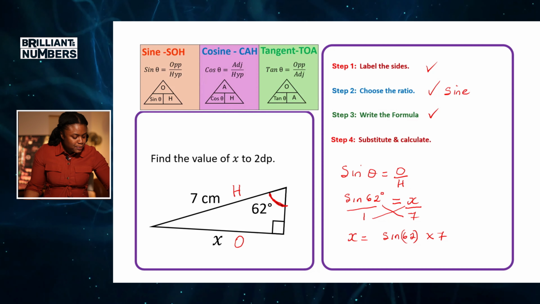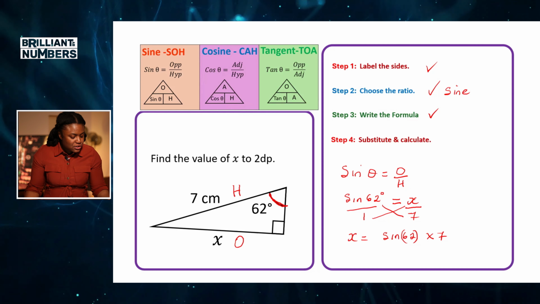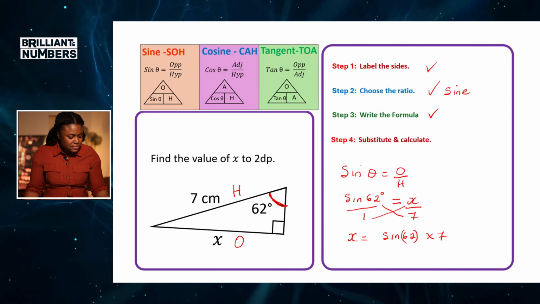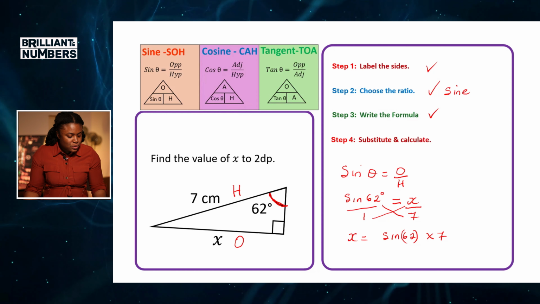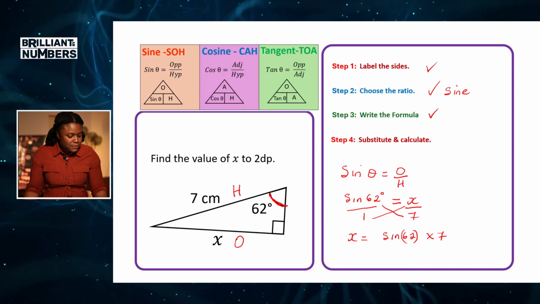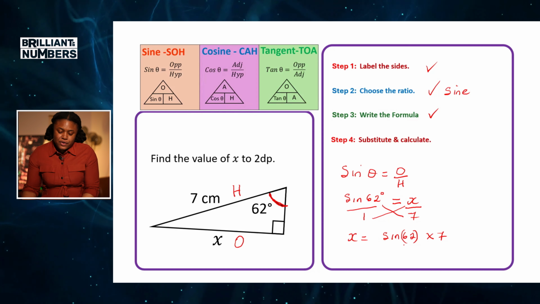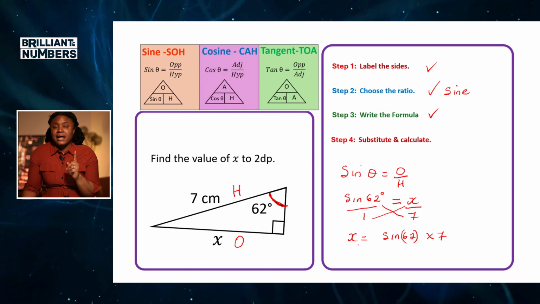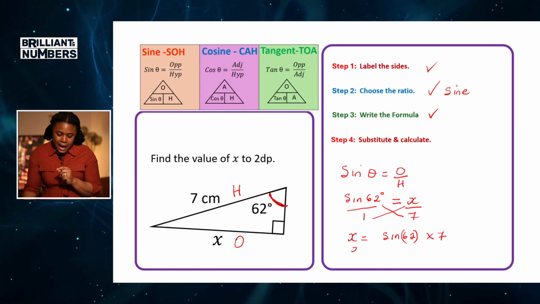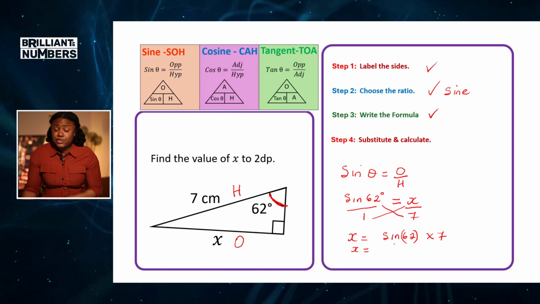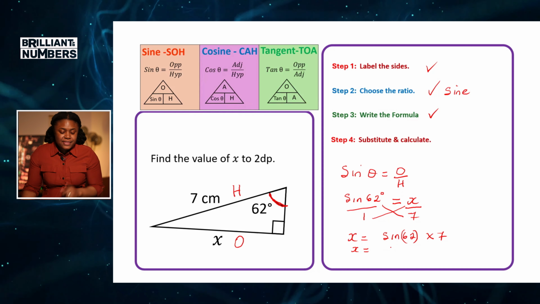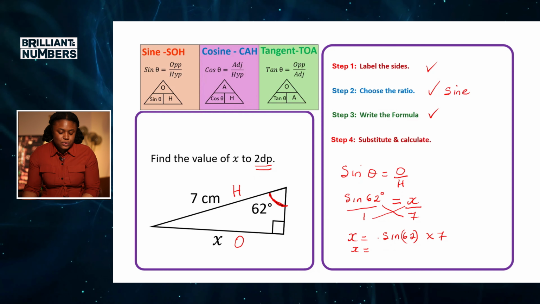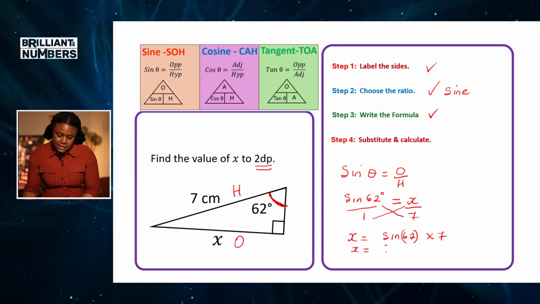So we put in our calculator sine 62. We make sure to close our bracket. So sine 62, we close our bracket. Then we put multiplied by 7. For the purpose of this question, and to reiterate a very important concept I've identified among students, I'm going to put my answer first to 3 decimal places. And then I will pay attention to the degree of accuracy. The question asked me for 2 decimal places.